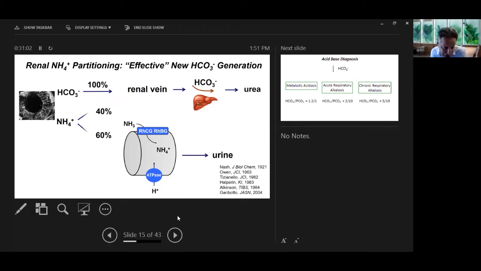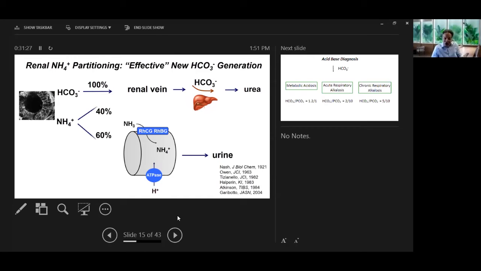At least the majority of the ammonia it makes in this reaction, it sends out into the urine, which is great. Now, I won't talk today about how the ammonia gets transferred from the proximal tubule all the way to the urine. It's a very complicated story. But when you look at the numbers, about 60% of the total ammonia made goes into the urine, and about 40% goes back to the renal vein.